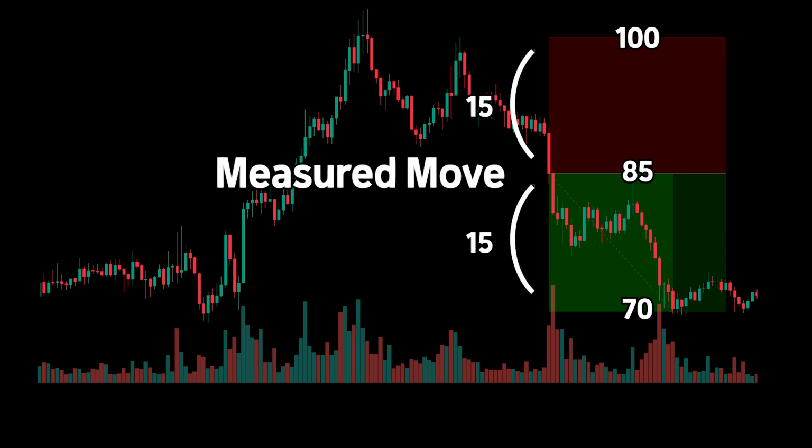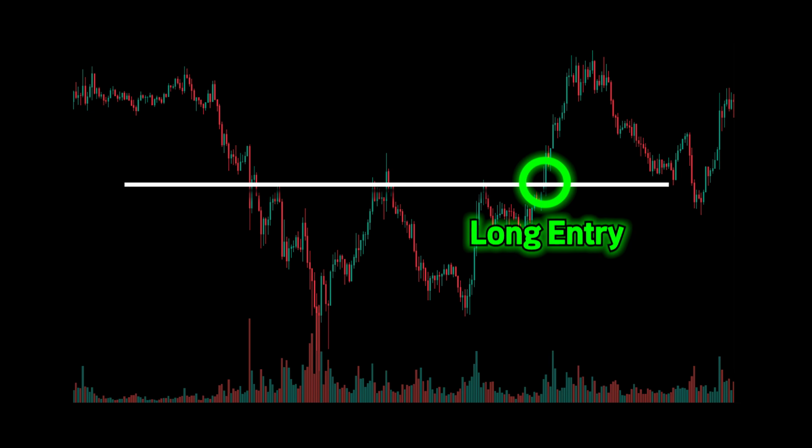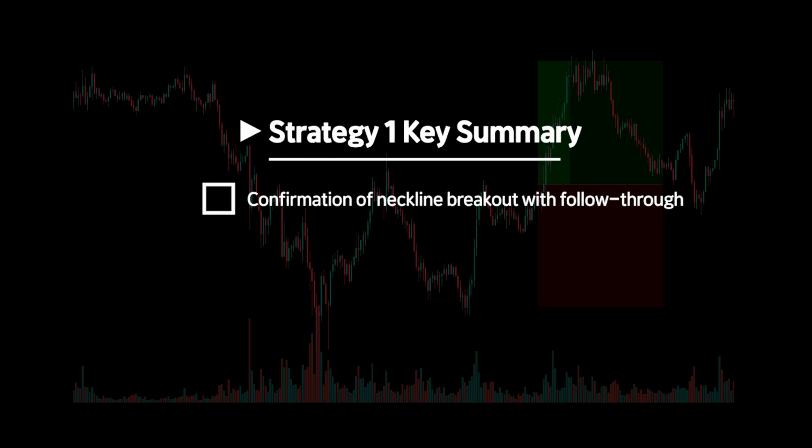The numbers here are just for illustration. For a double bottom, everything flips. Enter long after a close above the neckline, stop loss below the second low, target based on the same measured move projected upward.